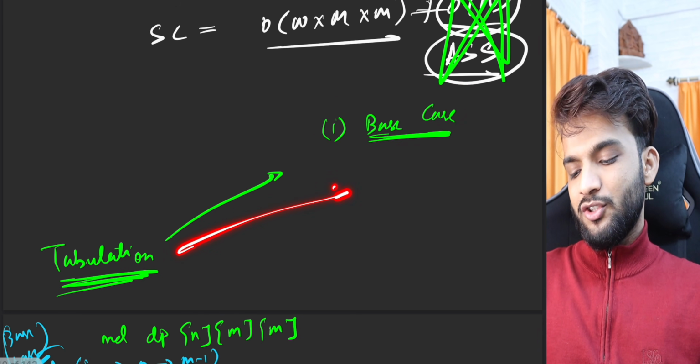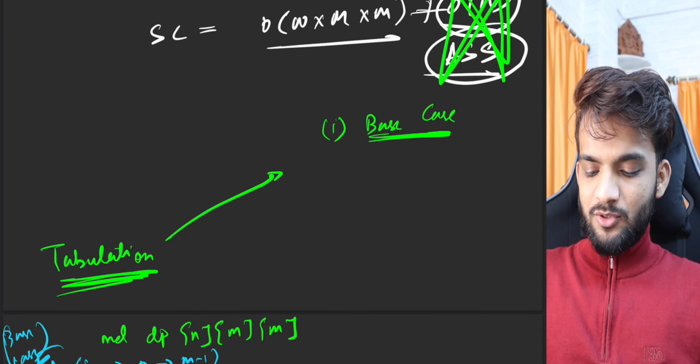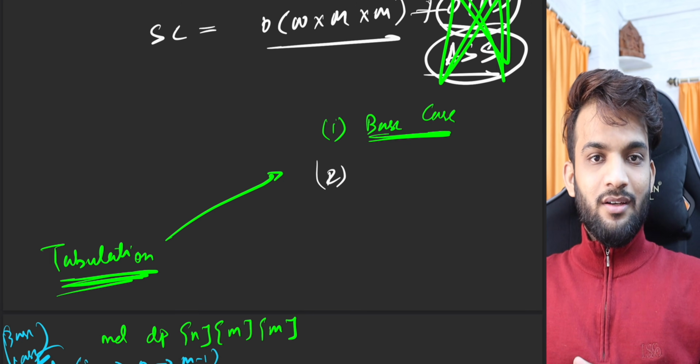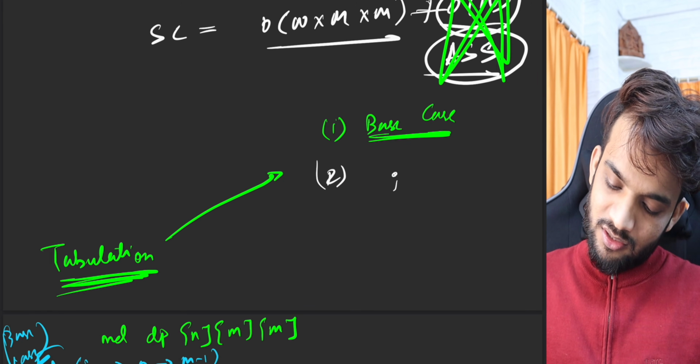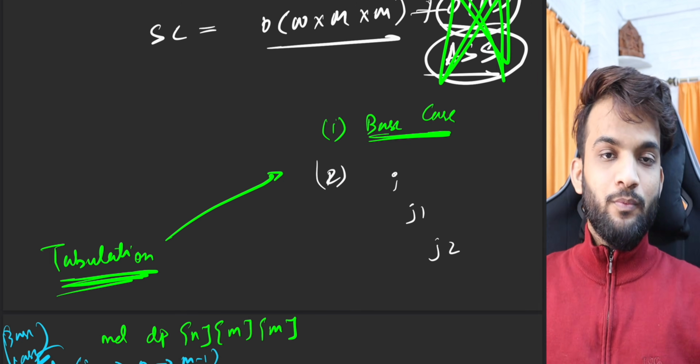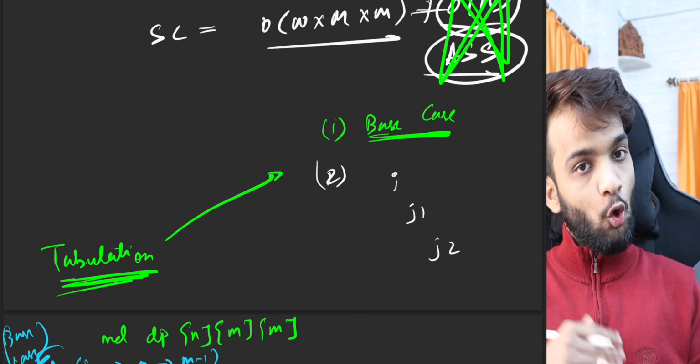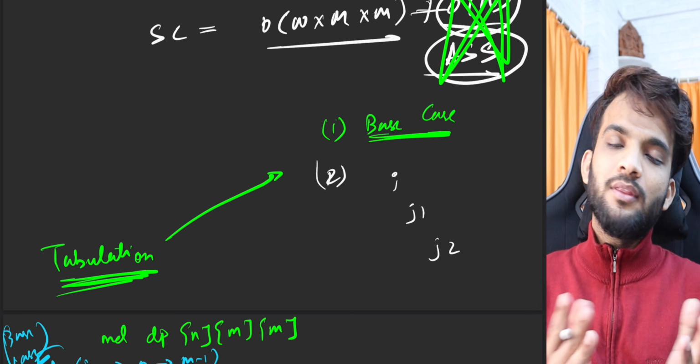What's the next step in tabulation? The next step in tabulation is to express every state in for loops. State was I, state was J1, state was J2. So there will be 3 nested loops. Always. If there are 2, it will be 2. If there is 1, there will be 1.